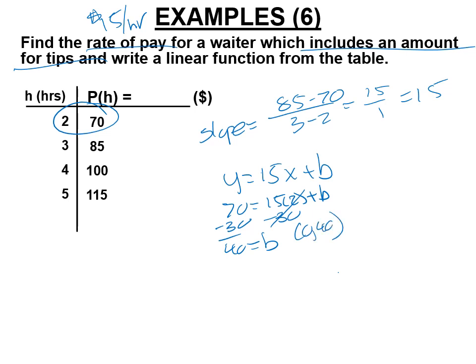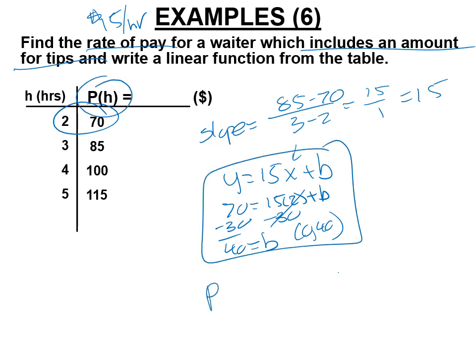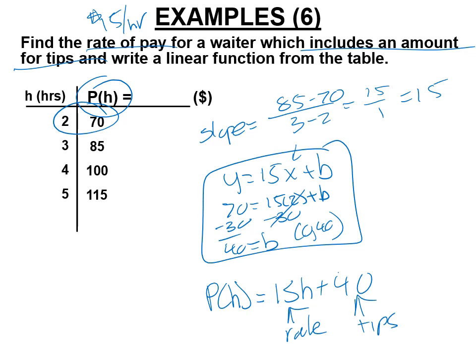Okay, now don't use y. I used y and x here for this little section. But we're going to do p of h, pay, is a function of h, equals 15h plus 40. There's our rate of pay. There's our tips in this case, our y-intercept.